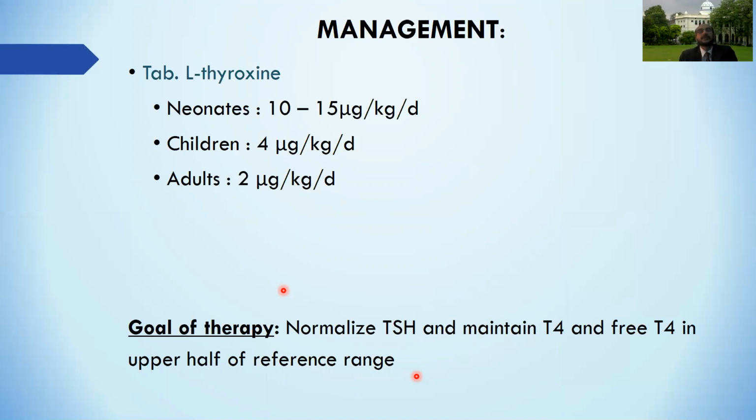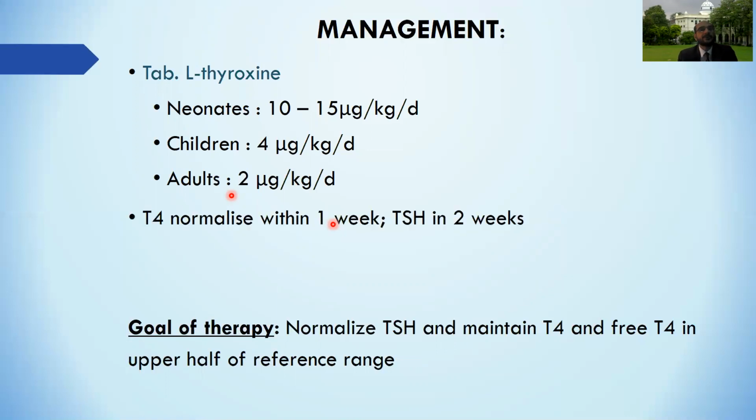Now, the other important thing that I want you to understand is that in acquired hypothyroidism, if you start the therapy promptly, there would not be neurodevelopmental sequelae. The neurodevelopmental problems would reverse. This is in contrast to congenital hypothyroidism, where the neurodevelopmental sequelae would not reverse. So it is very important to start therapy promptly in congenital cases as compared to acquired cases. The T4 would normalize in 1 week's time and the TSH would normalize in a couple of weeks.